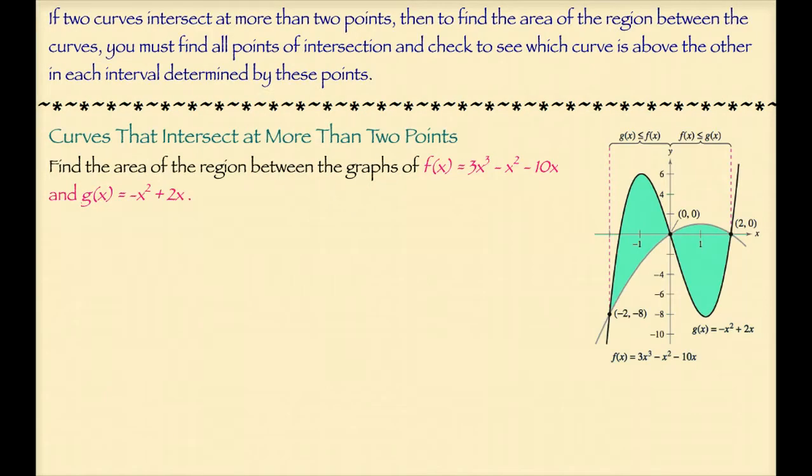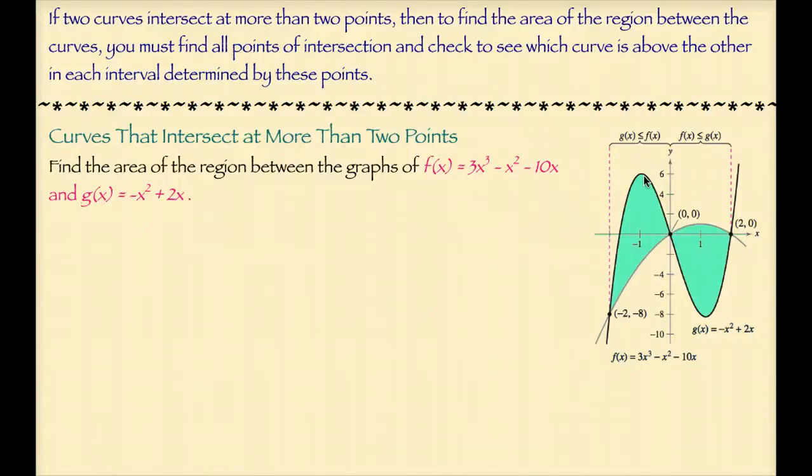If two curves intersect at more than 2 points, then to find the area of the region between the curves, you must find all points of intersection and check to see which curve is above the other in each interval determined by these points. We're asked to find the area of the region between the graphs of f of x equals 3x cubed minus x squared minus 10x and g of x equals -x squared plus 2x.